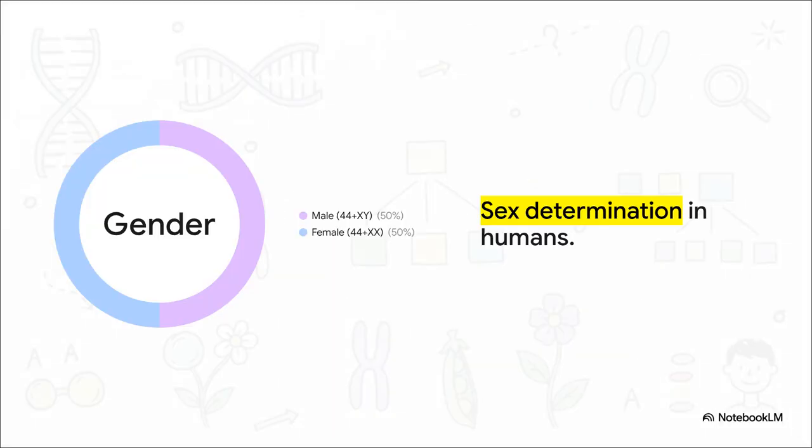But under normal somatic conditions, sex determination is basically a straightforward biological coin flip. The mother provides an ovum that always carries an X chromosome. The father's sperm, produced through meiosis, carries either an X or a Y chromosome. The fusion of those haploid gametes guarantees exactly a 50% probability of having a boy, with 44 autosomes plus XY, or a girl with 44 autosomes plus XX.